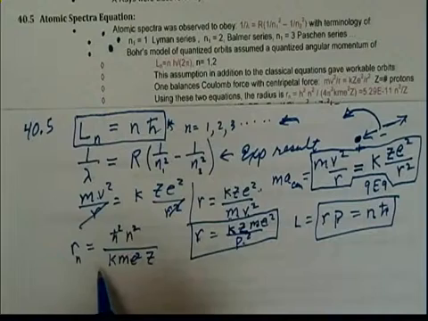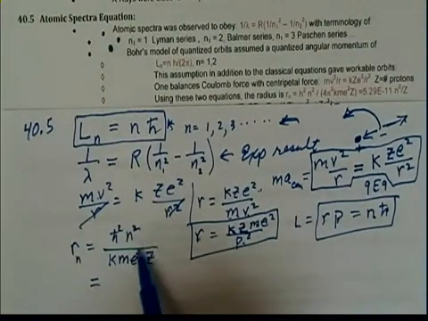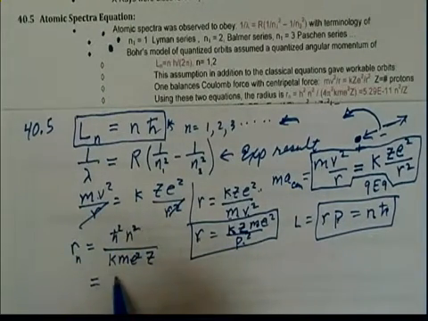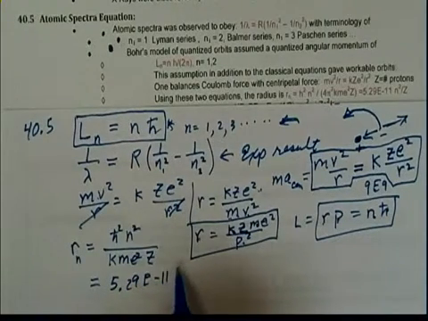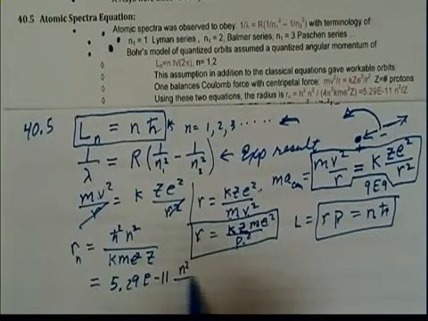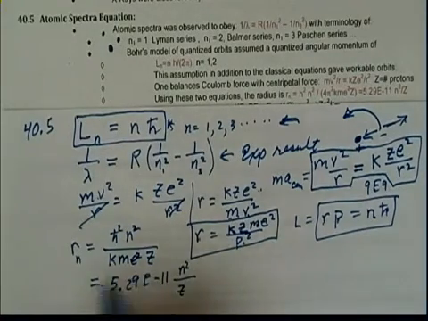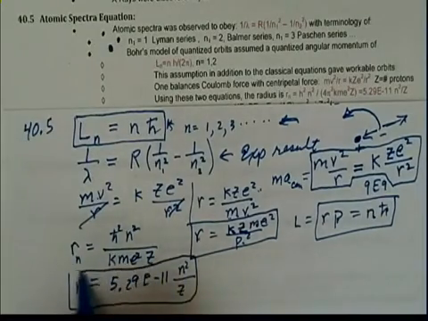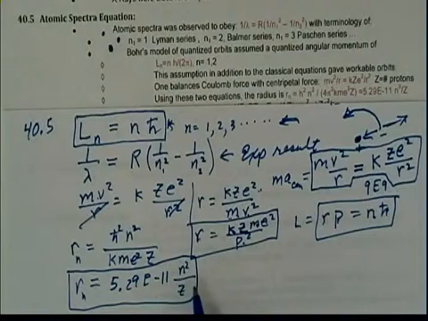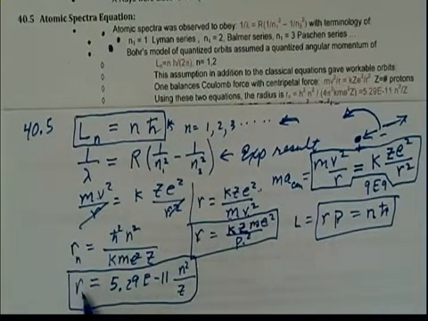And this is equal to, if you work out all of these constants, 5.29 e to the minus 11th times n squared, which is any integer, divided by Z. And this gives us the nth orbit. So n can be 1. It can't be 0 because this would give us a radius of 0.